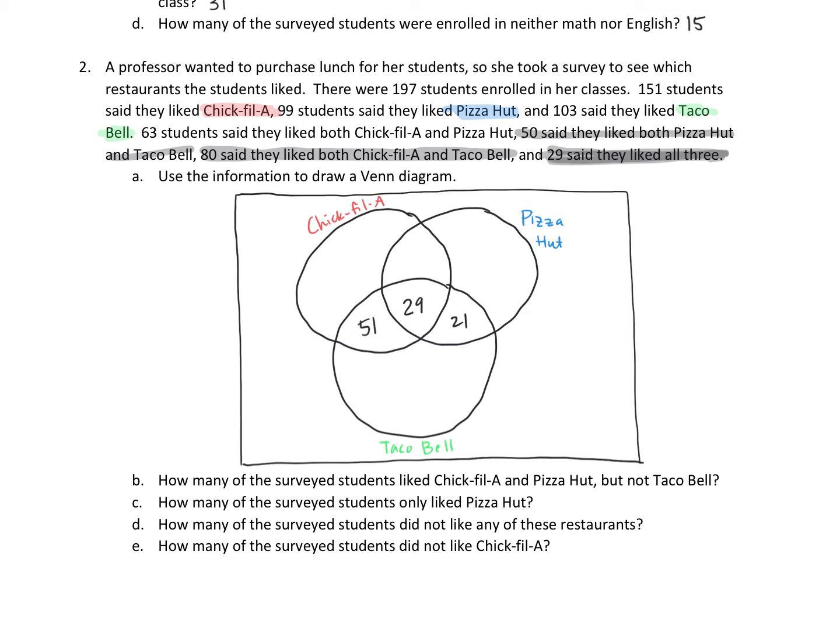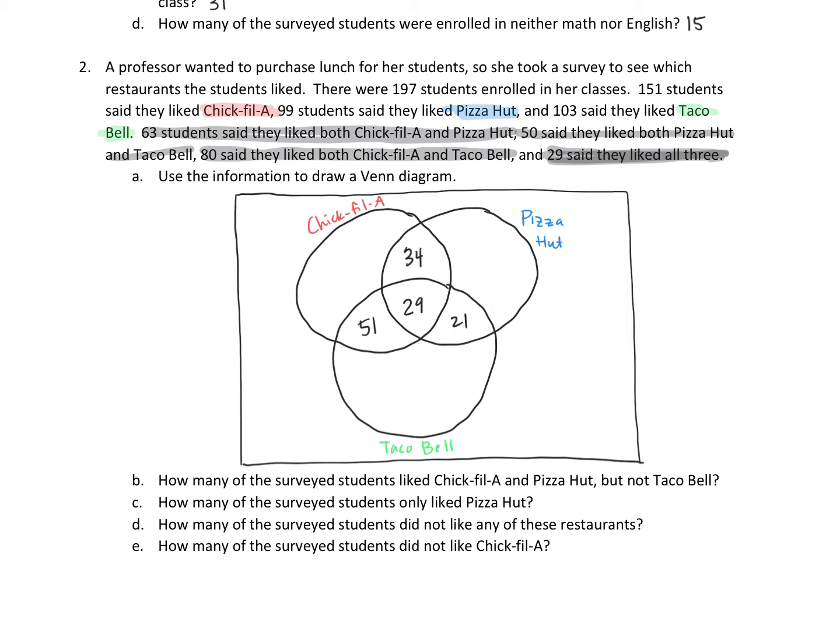Okay, then the statement before that is 63 students like both Chick-fil-A and Pizza Hut. So 63 is going to be the total for this football shape. So if I know that the total is 63, and I already have 29 in one of the two sections, it looks like I will have 34 left for the other section. Okay, so 34.